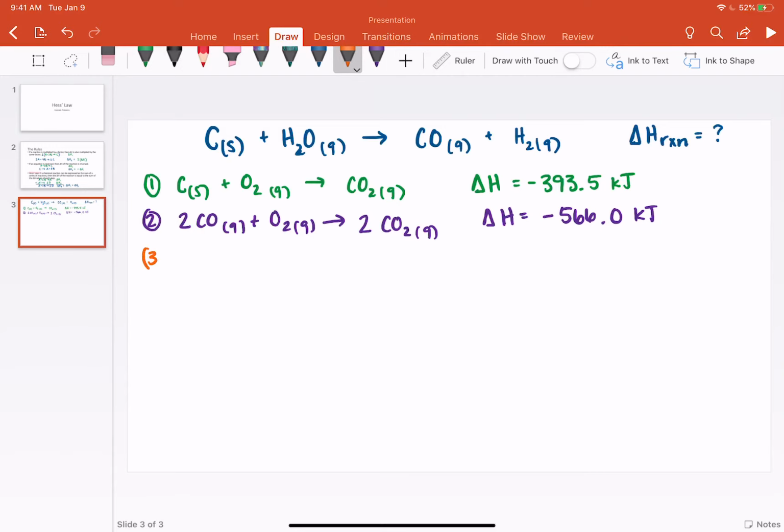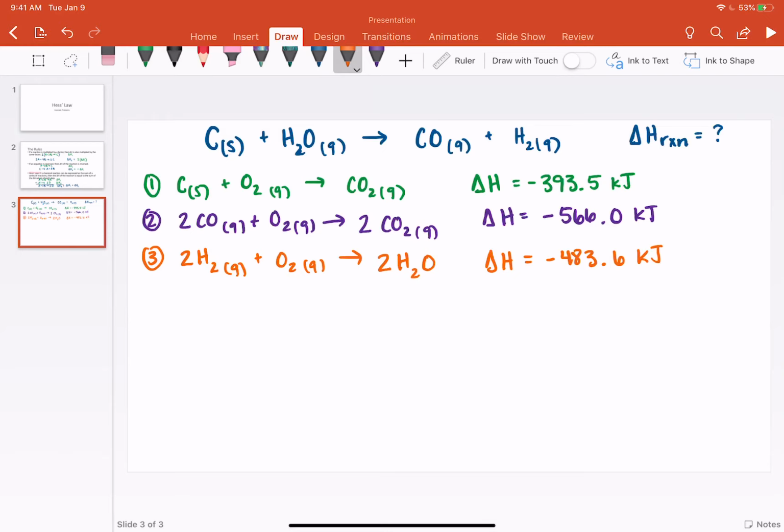And we have a third reaction, and that is 2H2 gas plus O2 gas yields 2H2O. And that has its own delta H value, which is negative 483.6 kilojoules.